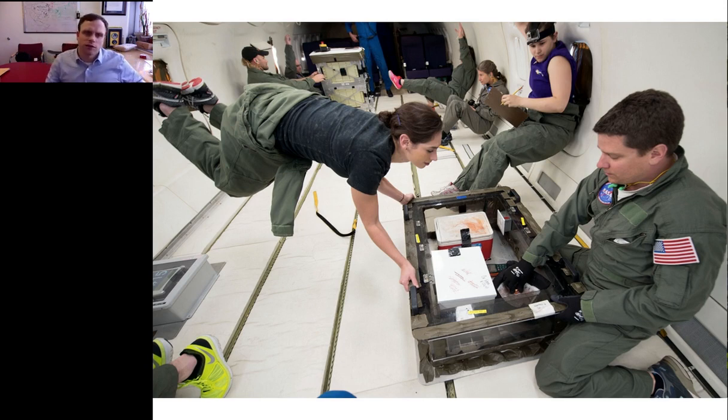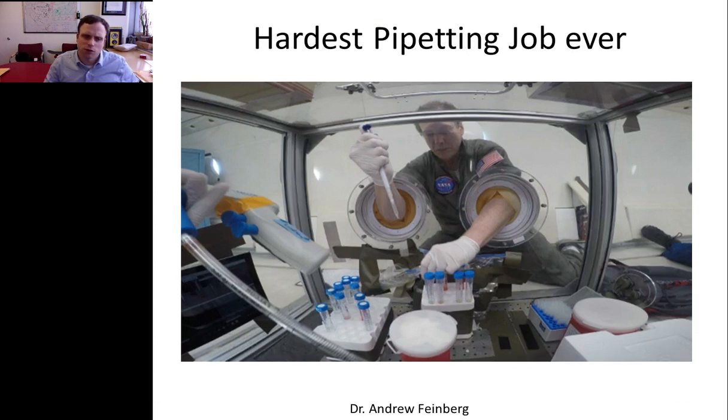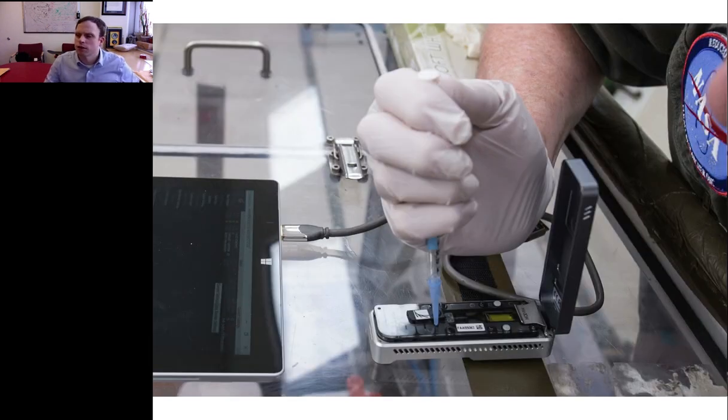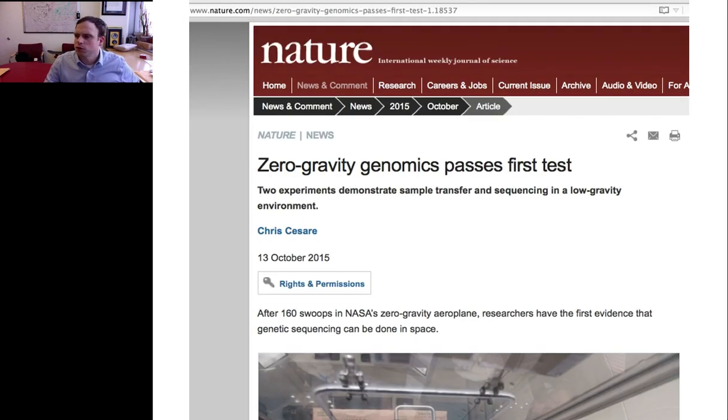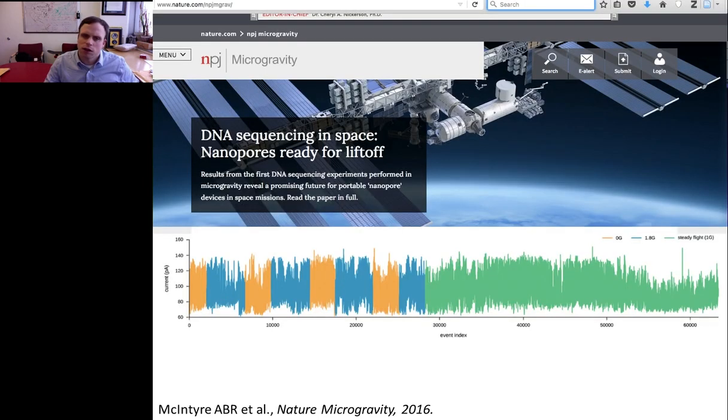And this is a video of Andy Feinberg doing testing in zero gravity, which was very difficult, but I can tell you it did eventually work. We actually were able to load a live run of the flow cell, and it showed that it was possible to sequence in zero gravity. And this basically also led to a new algorithm to analyze the data, and eventually was published last year.